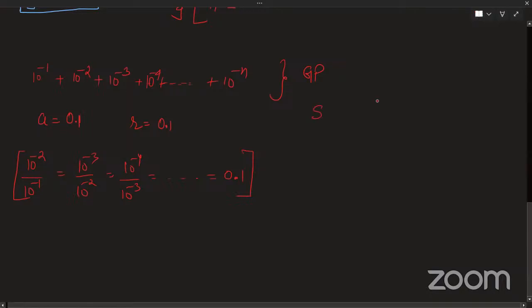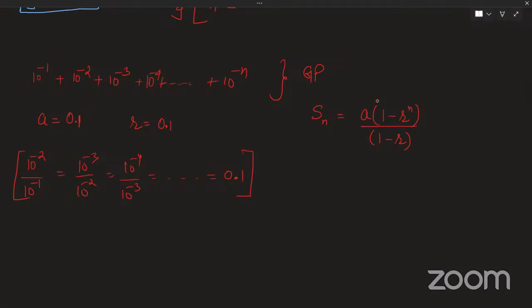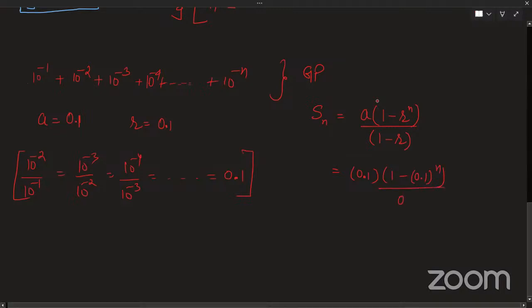So now tell me, what is your sum of GP equal to? A into 1 minus R raised to n by 1 minus R. This also you can write, or you can invert it as you wish. Okay, so now substitute it. Substitute A and R as 0.1. So it is 0.1 into 1 minus 0.1 raised to n divided by 0.9. Right? So it is 1 minus 0.1 raised to n divided by 9.